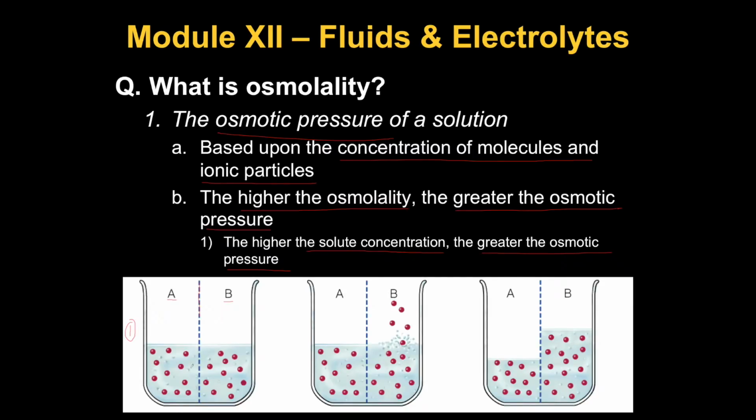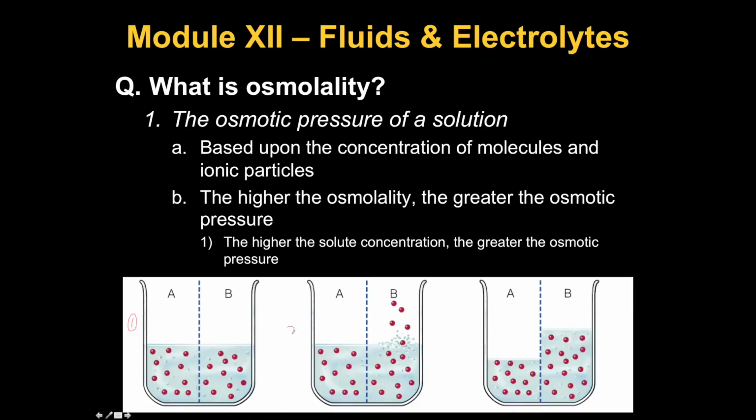In this example, in beaker 1, we have an equilibrium that's been achieved as far as the osmolality is concerned. Both side A and side B of the beaker have an equal amount of solute particles, and thus the osmotic pressure is going to be balanced. So there's no movement of water between these two sides of the beaker.